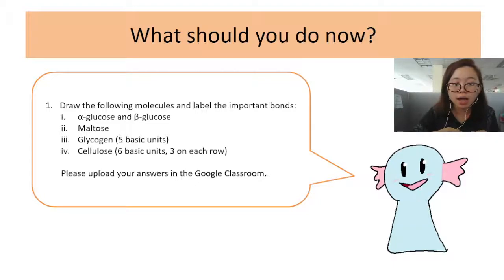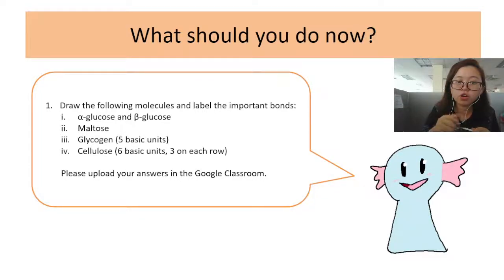So lukislah alpha glucose dan beta glucose. Nomor 1 ini tiada bond. Draw maltose. Okay, lukis disaccharide maltose. Maltose ada bond yang kamu perlu label. Third, draw glycogen. Lukis glycogen 5 basic units. So 5 biji, 1, 2, 3 di bawah, 1 di atas, 1 di atas. And then label the bonds.